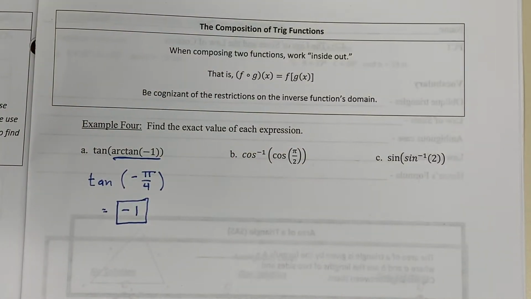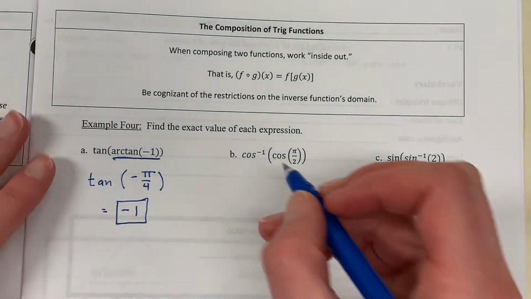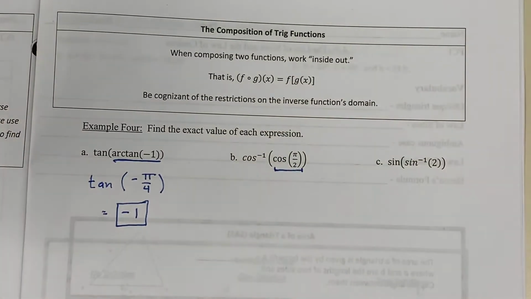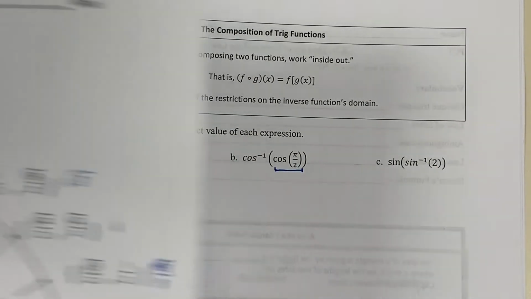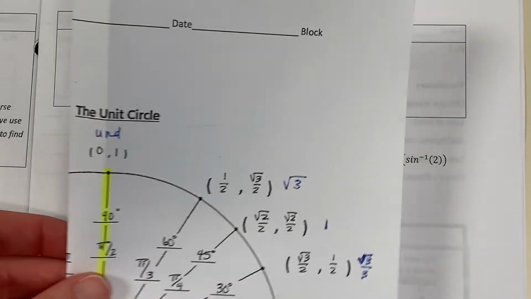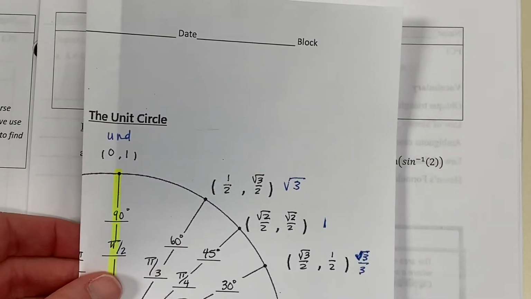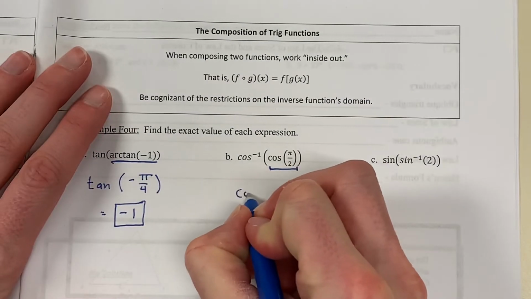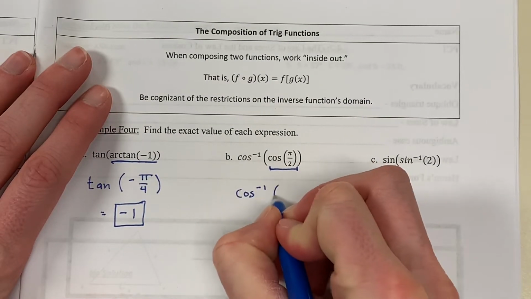Okay. Letter B, we have cosine inverse, cosine π/2. We always start inside the parentheses first. I'm going to find cosine π/2. I'm going to go to π/2 on my unit circle. Cosine is the x value, the π/2, that's 0. So I'm going to replace cosine π/2 with 0.